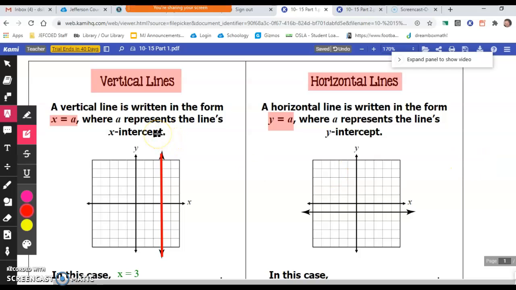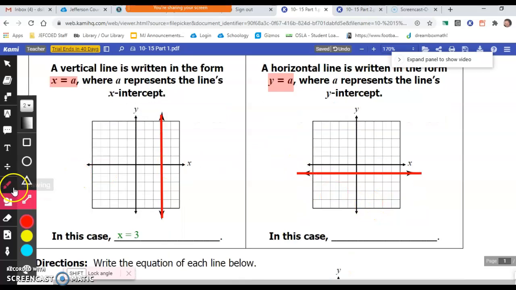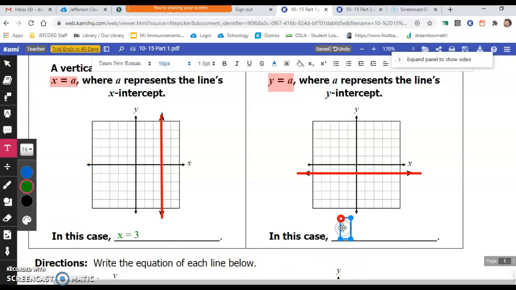So if you have a line going side to side, left to right, or horizontal, what is the only axis that it will cross? The y. So if we're looking here, and we are looking at this line, this graph, right there, where does it cross the y-axis? The negative 1. So that would be y equals negative 1. Are we good there? Very simple.